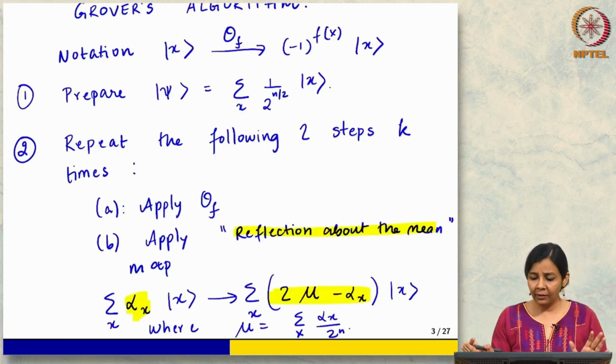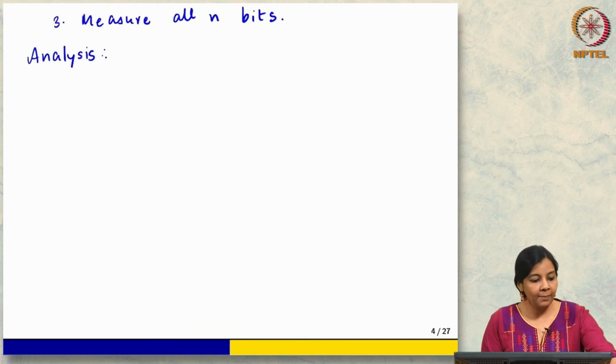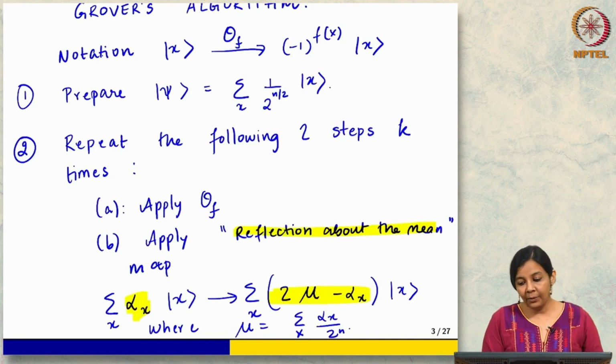First of all, is the algorithm clear? Are there any questions about the algorithm? I prepare the superposition, and then in a loop I repeat the following. I compute the function and I compute this reflection about the mean. Why is it reflection about the mean? We will see. But whatever map this is, I am going to compute this and then I will measure. Are there any questions about the algorithm?